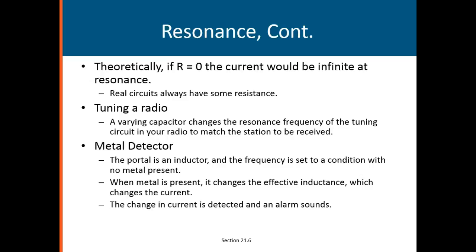What you're doing in that knob, remember we call them parallel plate capacitors, right? You're meshing two plates, but they're circular plates. Look at this. You're doing it like this, and you're changing the capacitance of those plates by how you move them and how much distance they have apart. That's called a varying capacitor. I've also heard it called a variable capacitor. A varying capacitor changes the resonant frequency of the tuning circuit of your radio to match the station to be received.